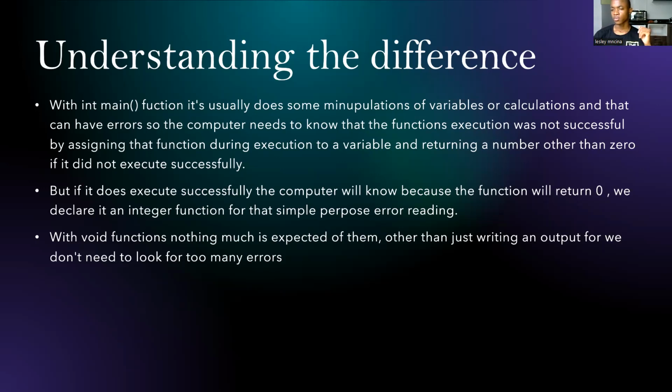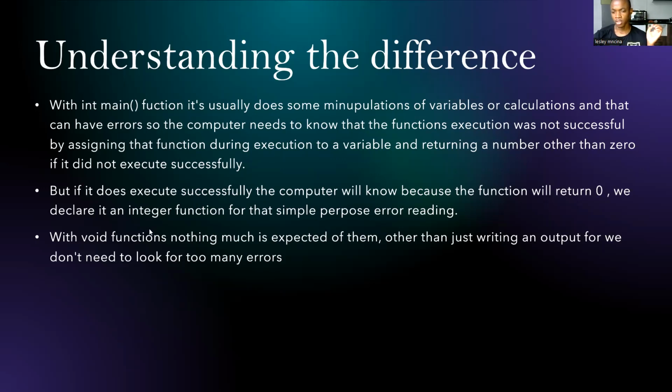But if it did not execute successfully, then it knows that there's an error, something is wrong, by assigning a function during the execution to a variable and returning a number other than 0 if it did not execute successfully, like what I've just said. But if it does execute successfully, the computer will know because the function will return 0.